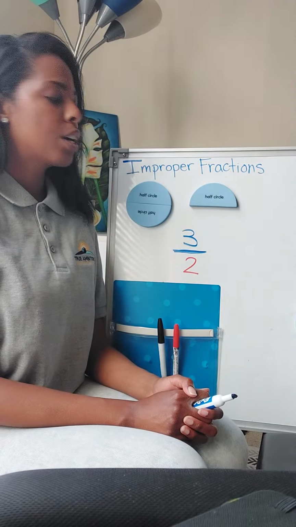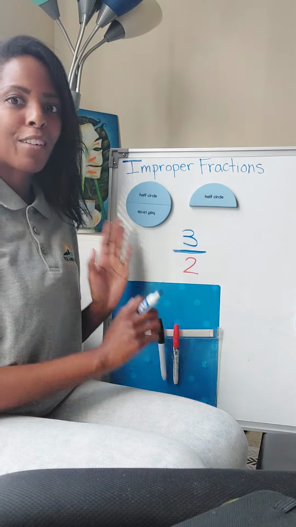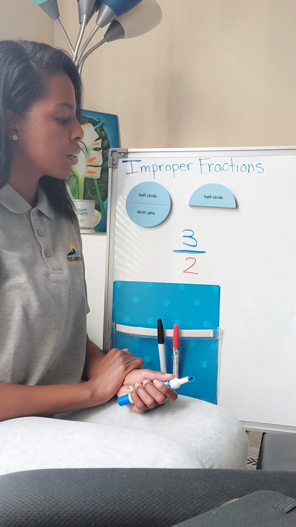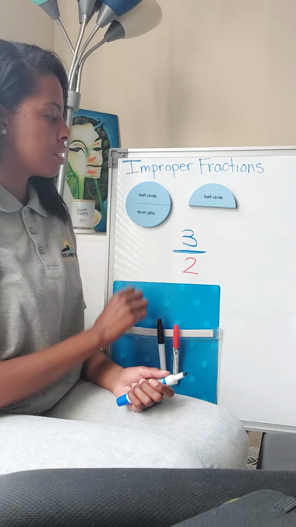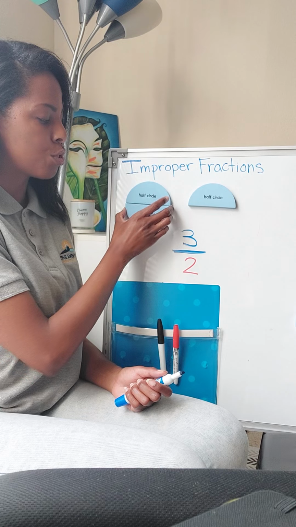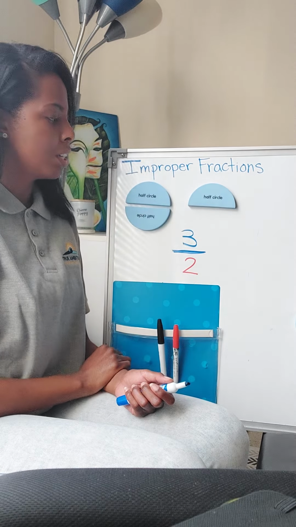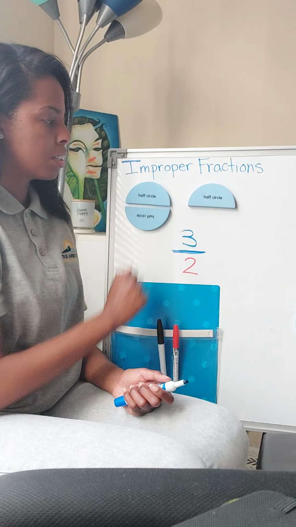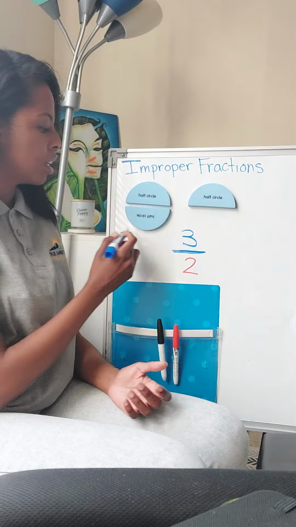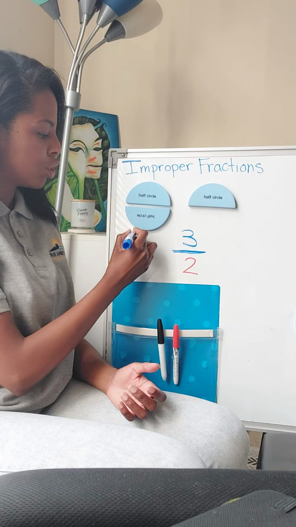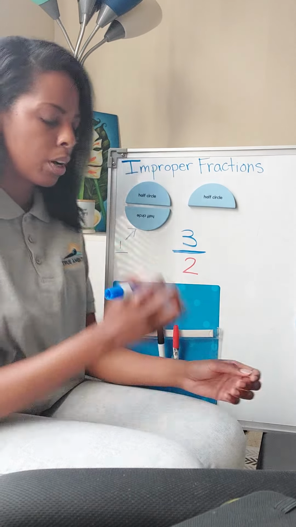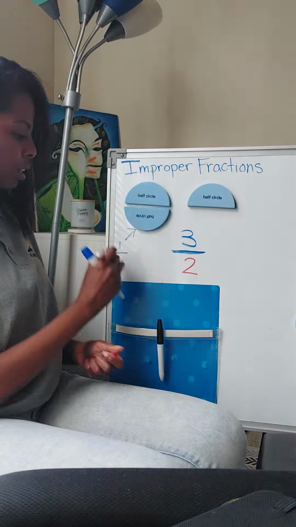So improper fractions. If you can see here, I have my model. This is one whole model here, okay? And you'll notice that I have a whole circle that's divided into two equal pieces. And each equal part or piece is called a half. Here it says half circle, if you can see that. So we know that each part, each unit, is called 1/2.